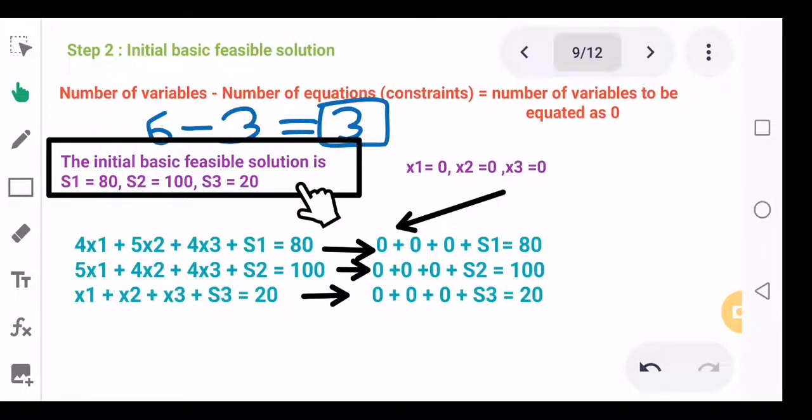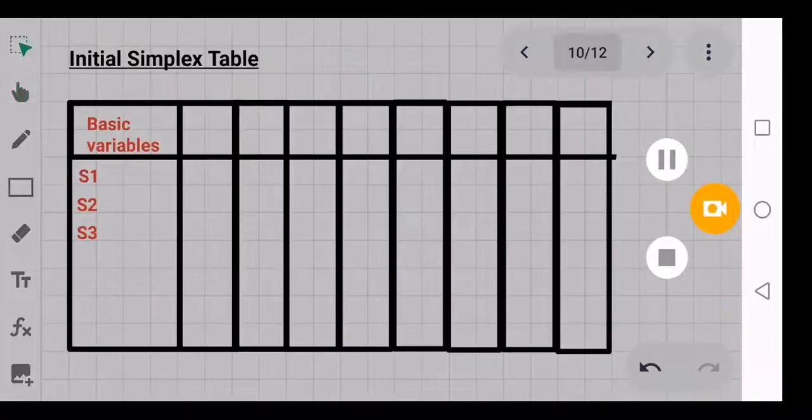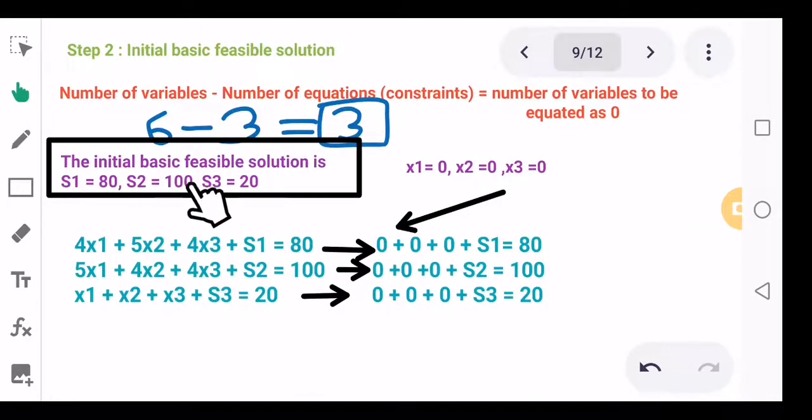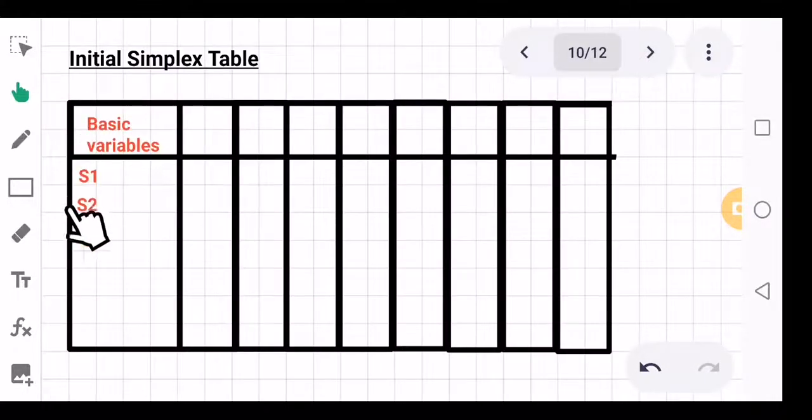So once we have the initial basic feasible solution, we go to step 3, in which we will have to create a table. This is the initial simplex table. In the initial simplex table, the first thing that we will mention is the basic variables, and the basic variables are s1, s2 and s3. Basic variables are the variables for which you have solutions. Here we have found the solution for s1, s2, s3, so we consider those to be our basic variables.